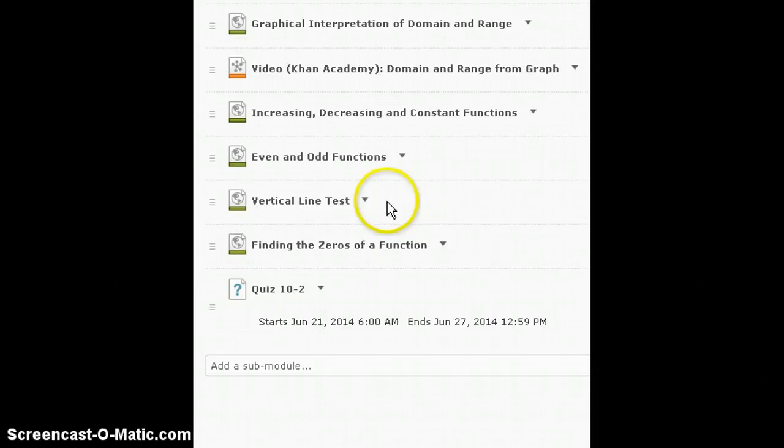Vertical line test you're familiar with. Finding the zeros of a function. This is an extremely important concept to get in college algebra. What are the zeros of a function? I explained that in my video. In short, it's where the value of the function is 0. So keep that in mind. Here's your quiz 10.2. So keep that in mind as well.